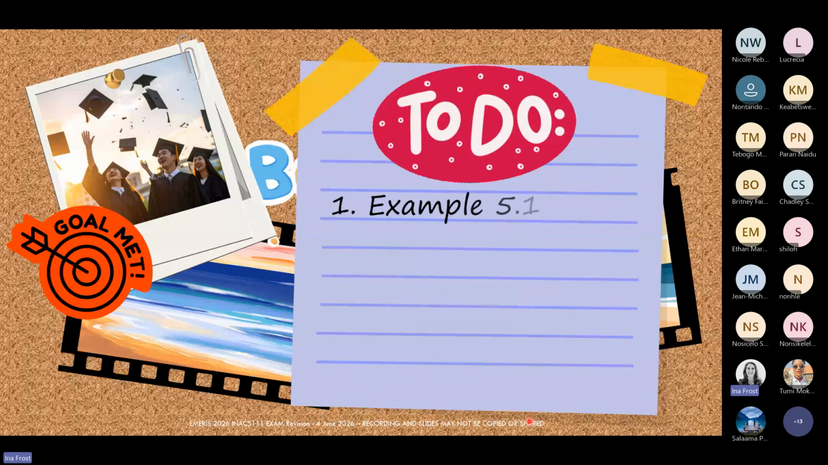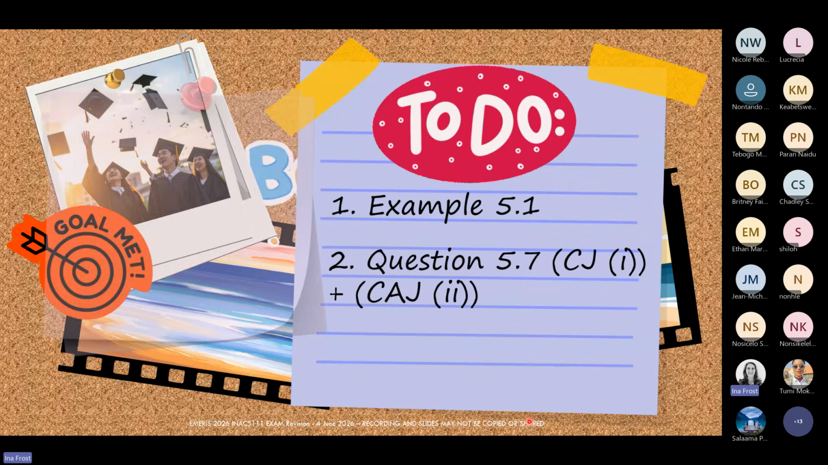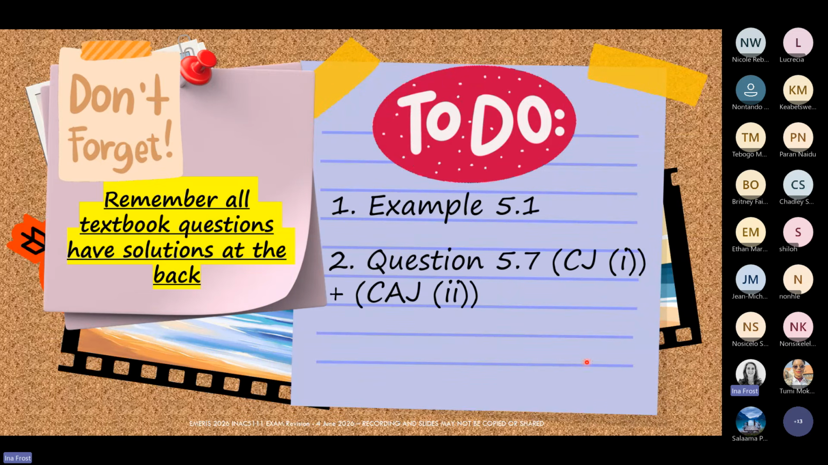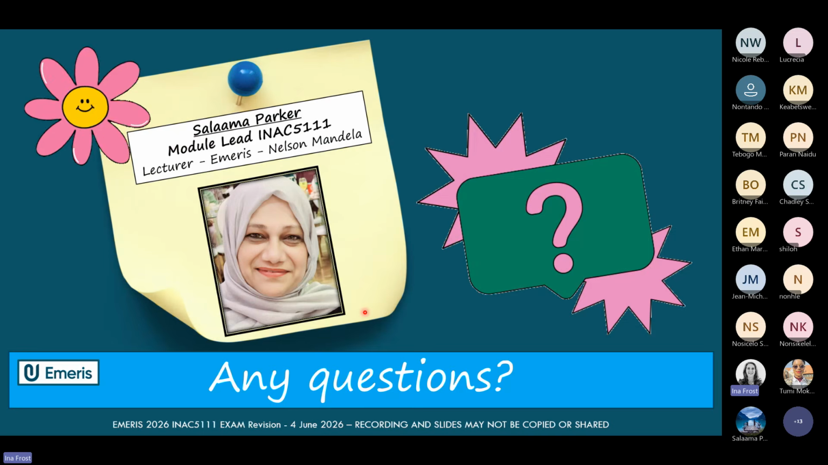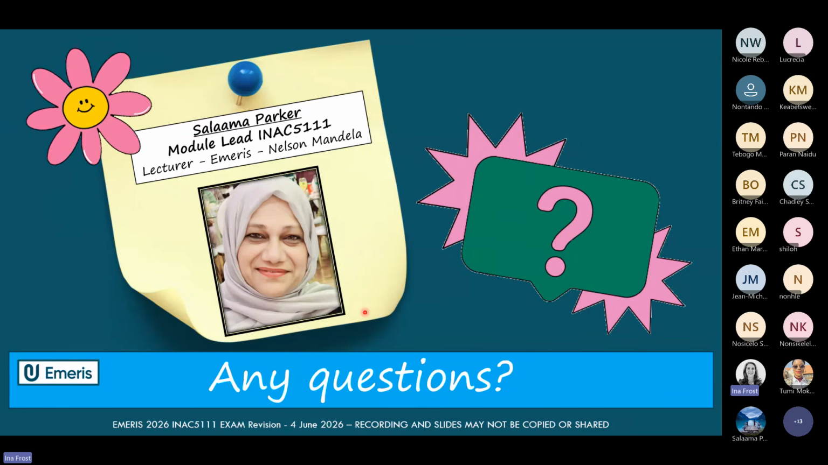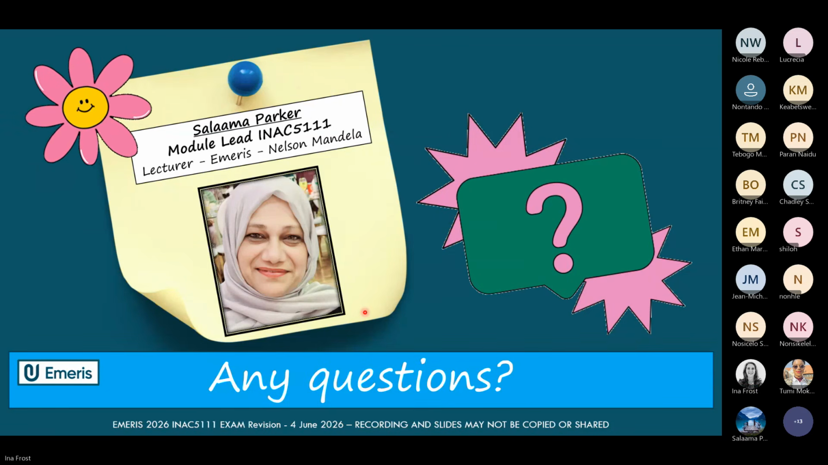If you want to revise your creditor's journal some more, you can look at example 5.1 and question 5.7, as well as revision question number 7. All of these will give you more opportunities to practice your creditor's journal and your creditor's allowances journal. Saloma, anything you want to add for our students at this point?